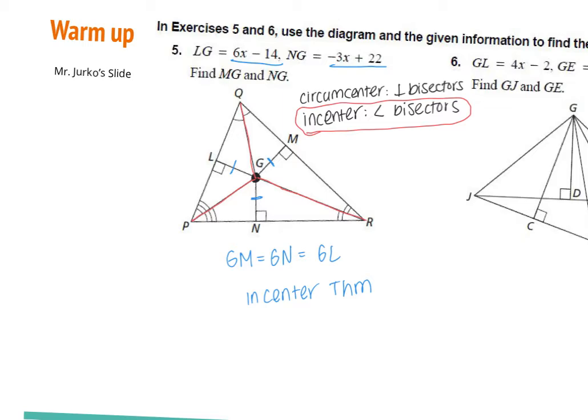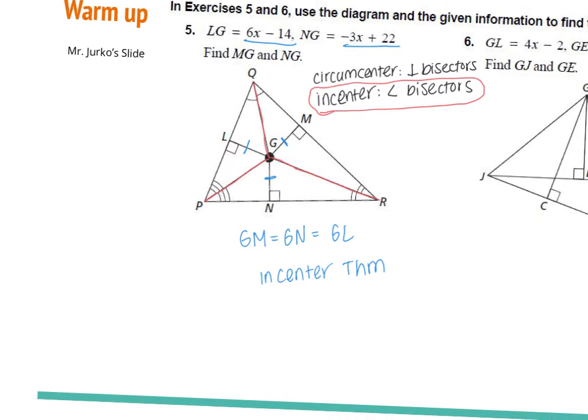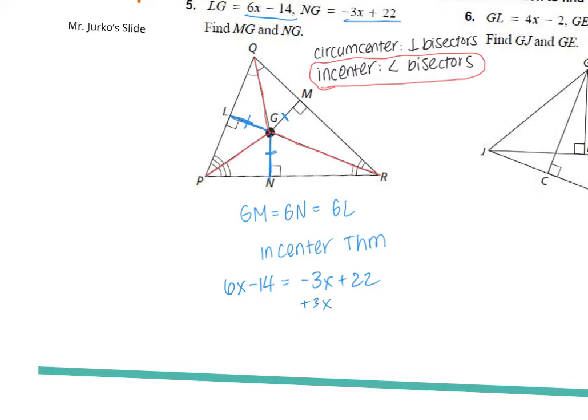Do you do 6x minus 14 equals negative 3x plus 22? Good, because LG is this one, and NG is this one, and they're equal to each other, so we're just going to set those equal to each other. So it's going to be 6x minus 14 equals negative 3x plus 22. You should have added 3x to both sides, added 14 to both sides. These cancel, these cancel, and you'll get 9x equals 36. Divide by 9, divide by 9. You get x equals 4.